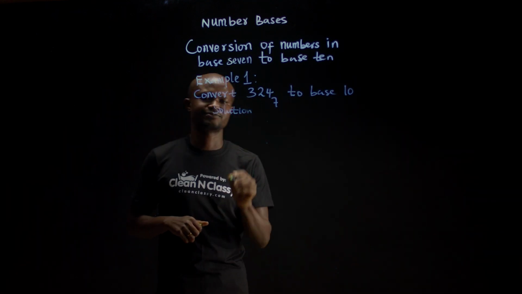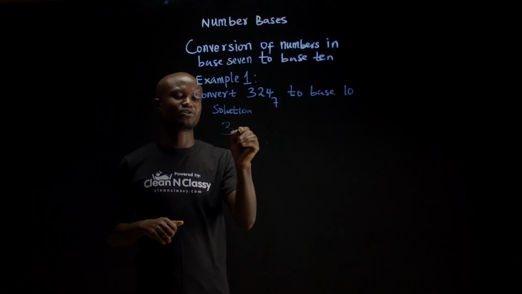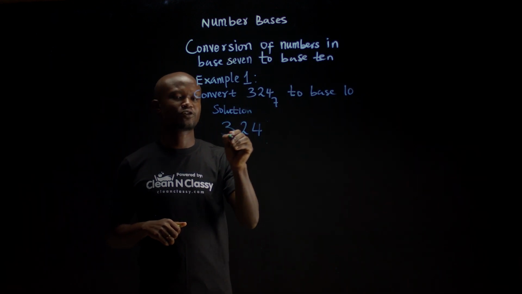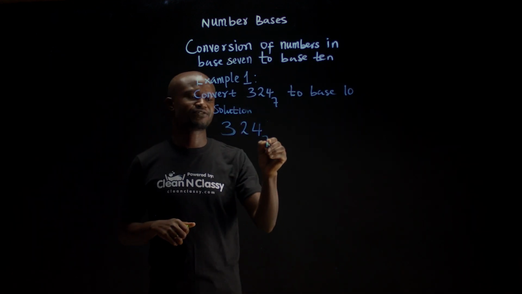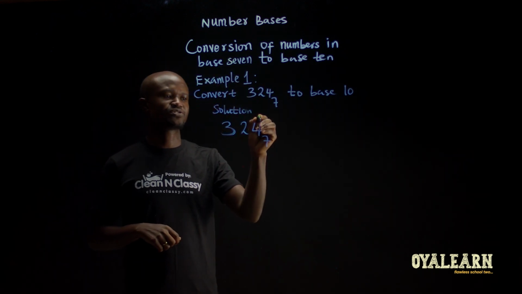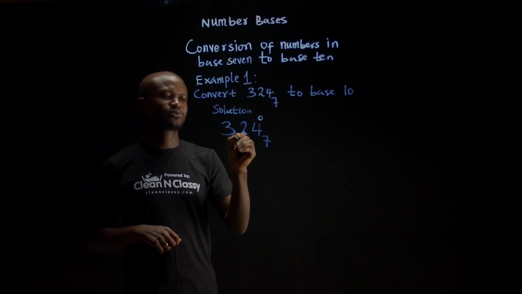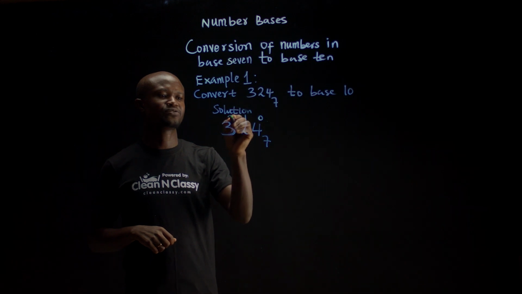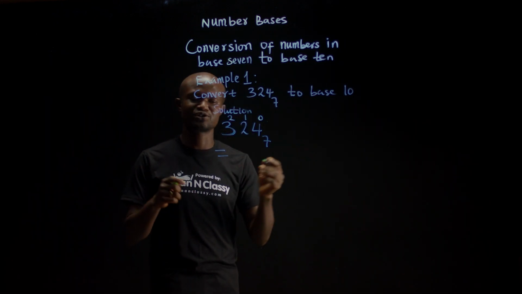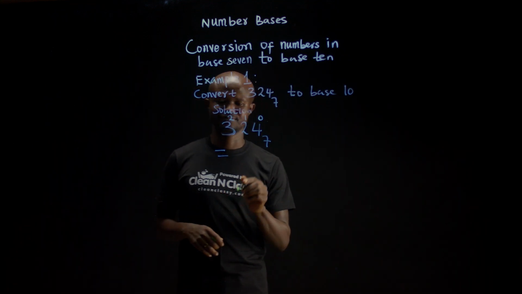What do we do now? We'll first write out the values. 324 base 7. Now we assign values from the back: 0, 1, 2.